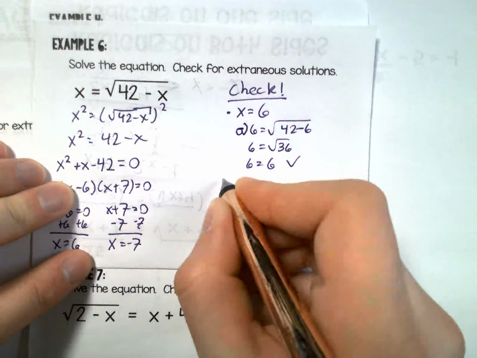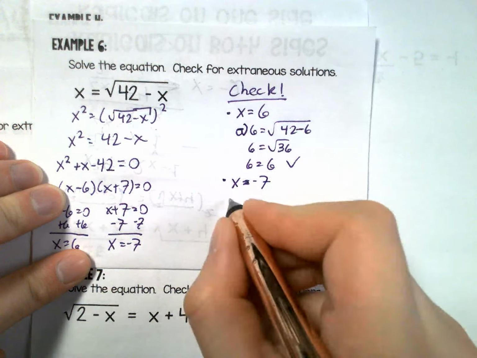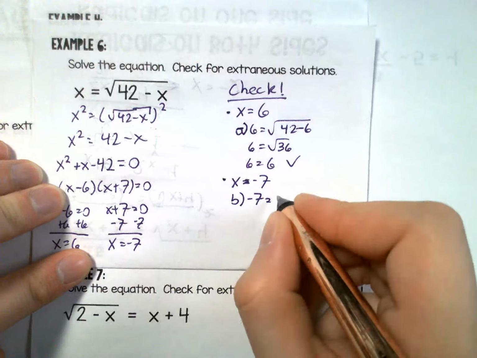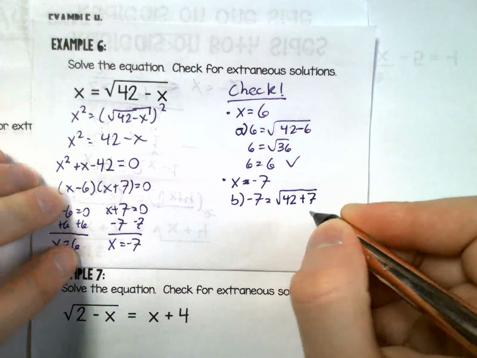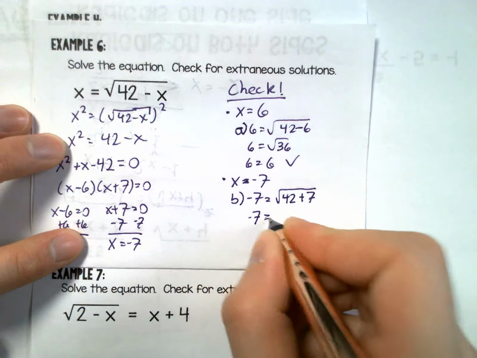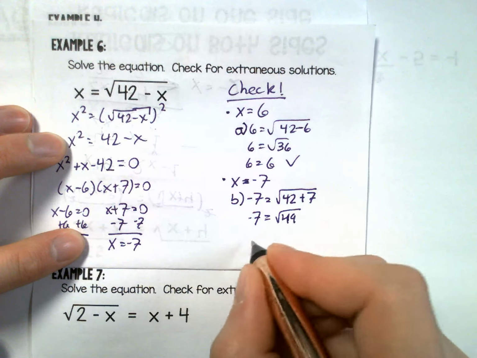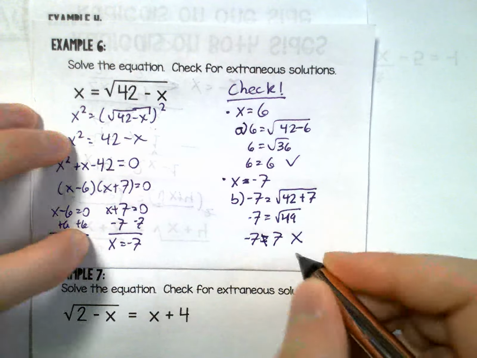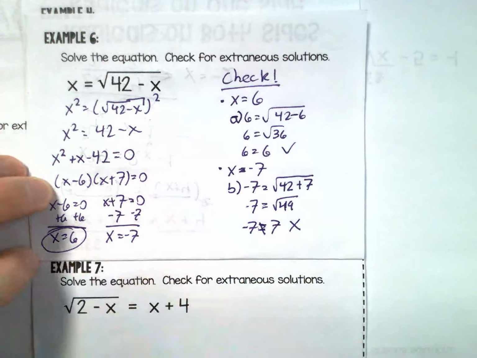Now let's try the other one, where x equals negative 7. Call this B. We plug in negative 7 equals the square root of 42 plus 7. Okay, looking good. We then get negative 7. 42 plus 7 is 49. Okay, square root of 49 is 7. And they don't equal, so it doesn't work, which means my only answer is x equals 6.